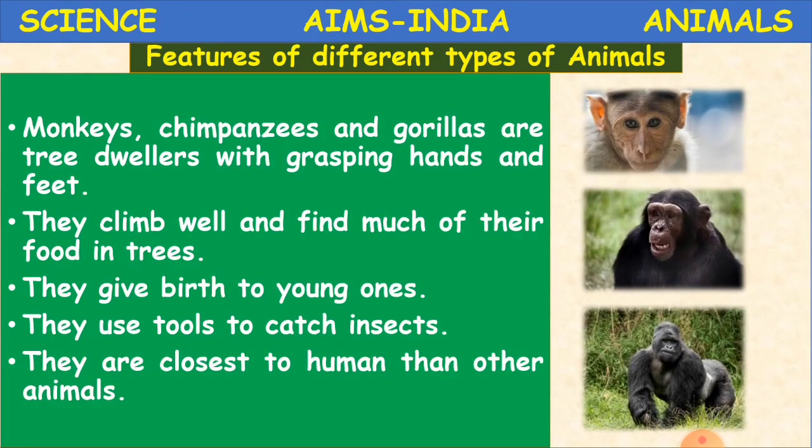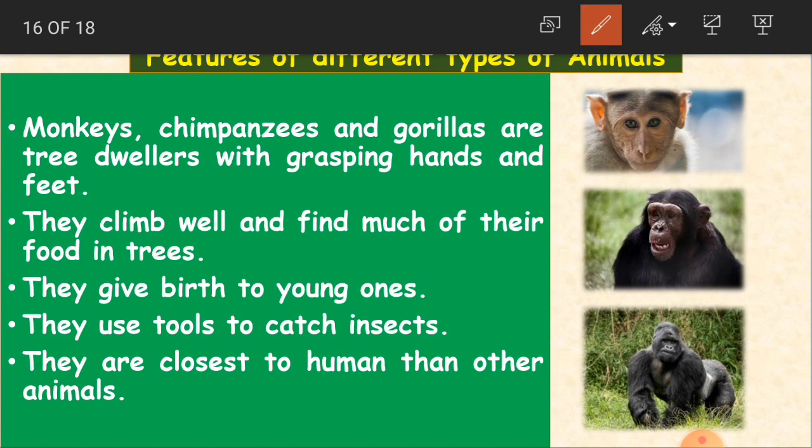Now we'll learn about monkeys, chimpanzees and gorillas. They are tree dwellers with grasping hands and feet. Are you able to see here? Monkey, chimpanzee and gorilla. They are tree dwellers, in the sense that they climb trees and jump from one tree to another. How? With the help of their grasping hands and feet. With this help they can climb and jump.